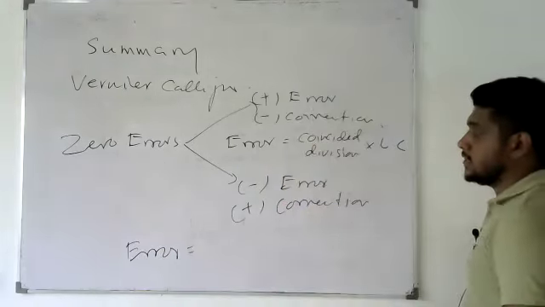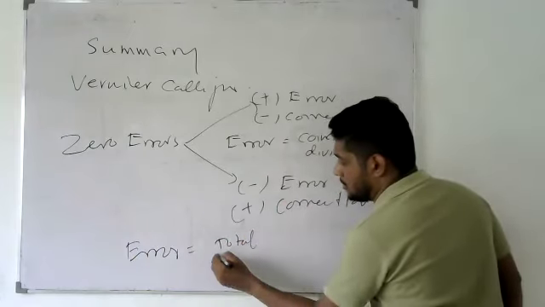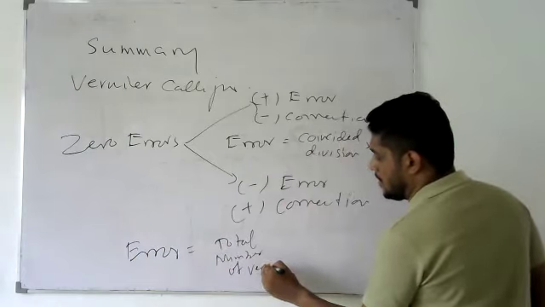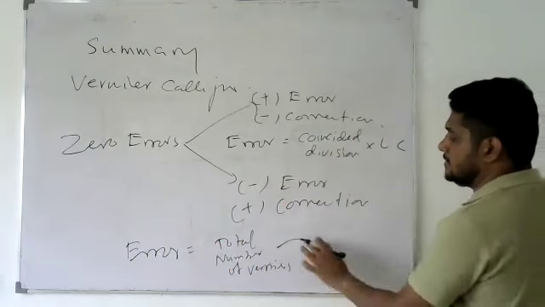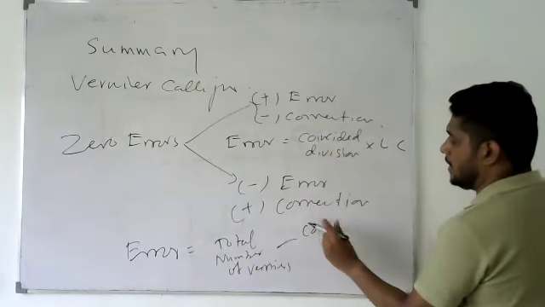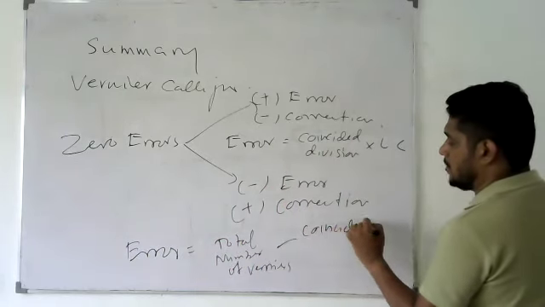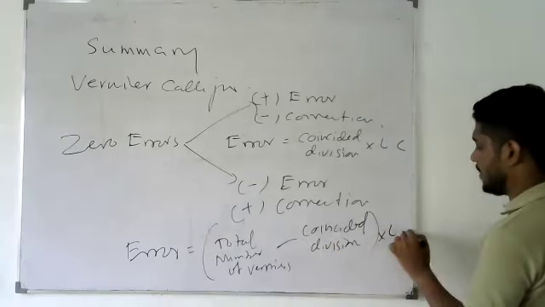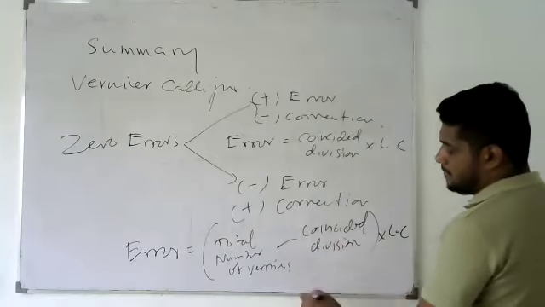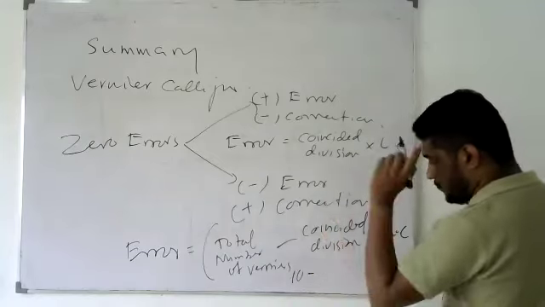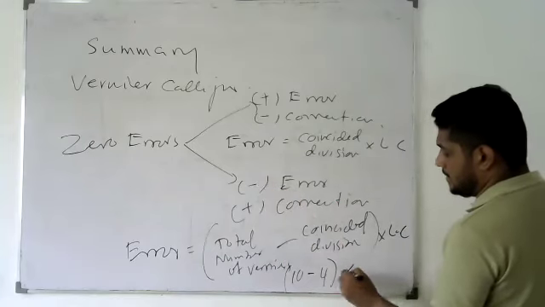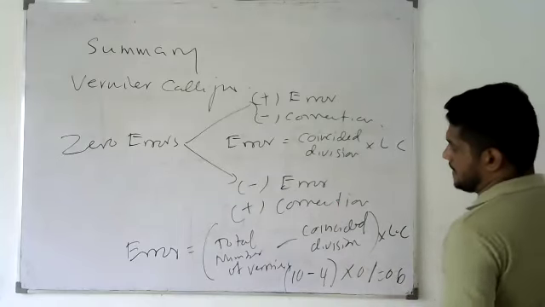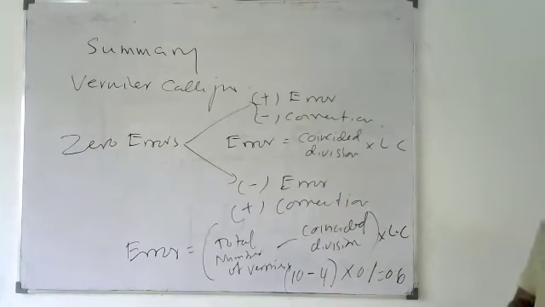When calculating the error, subtract the coincided division from the total number of vernier divisions and then multiply by the least count. For example, here we had 10. The fourth is the coincided segment, multiplied with 0.01, there was 0.6. So this is the summary.